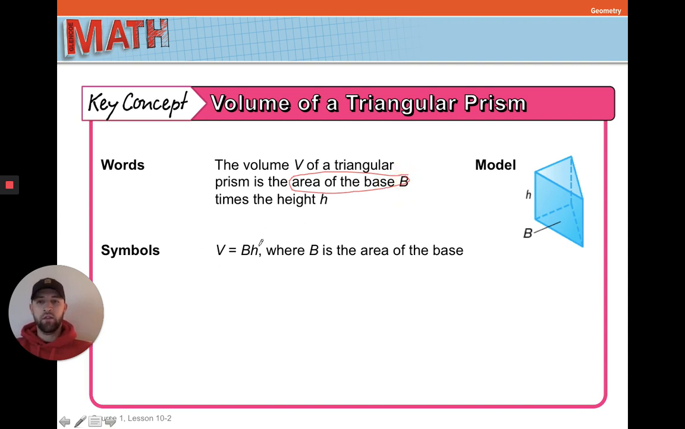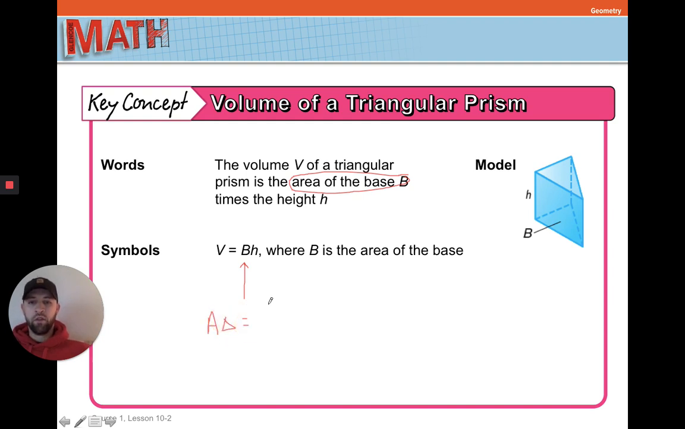So here's the equation we're going to be using. Volume is equal to capital B times H, where capital B is the area of the base. Now, really important that we talk about this. How do we figure out the area of the base? Well, we're talking about the area of a triangle. And how do I figure out the area of a triangle? There was an equation that we're supposed to use.